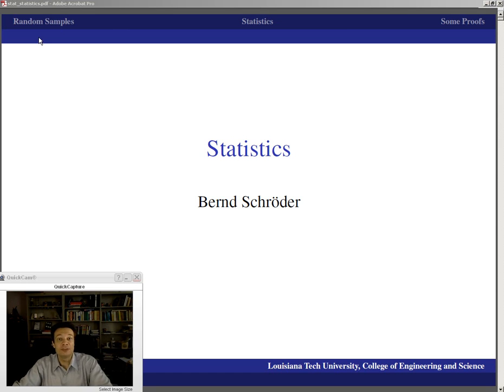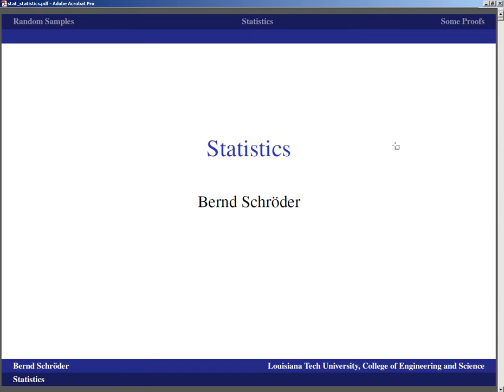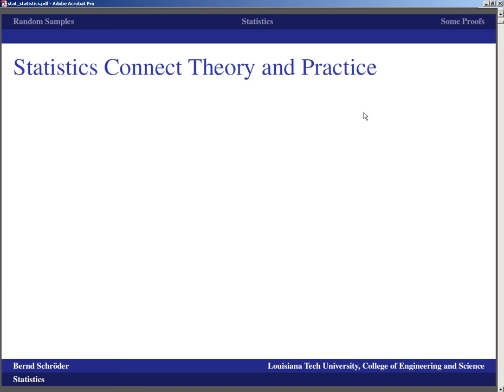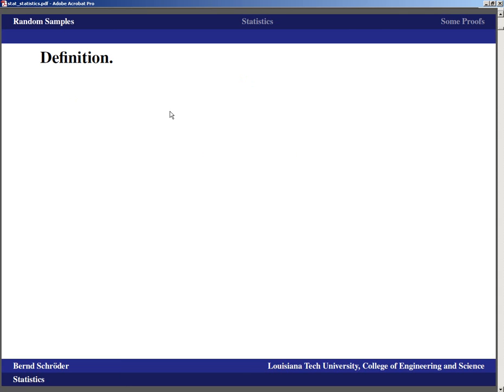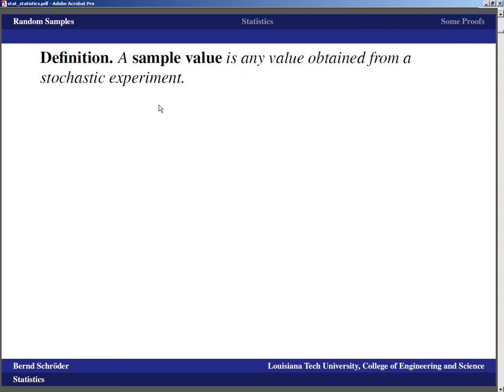And that tool is then being used in various computations as we're computing derived quantities, and these derived quantities are called statistics. Let's take a look at the exact definitions and go from there. So statistics will connect theory and practice, and what we have to figure out is what they are. And we start with the idea of a random sample.